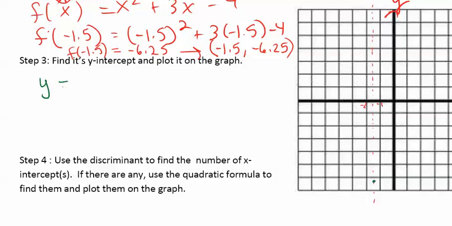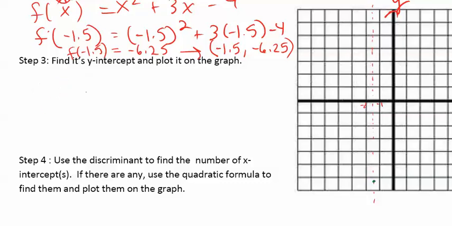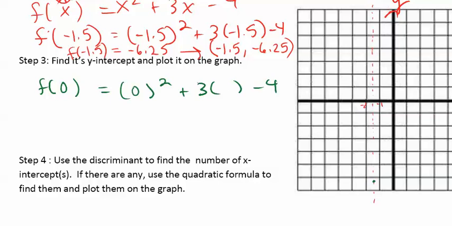So f of x, remember, I'm going to use f of x in this case. f of x is equal to something squared plus 3 times something minus 4. Well, what is that something? What is the x value on the y-axis? If you guessed 0, then you're correct. So I'm going to plug in an x value of 0, and that's going to give me negative 4. So f of 0 is equal to negative 4. That means that my y-intercept is 0, negative 4.